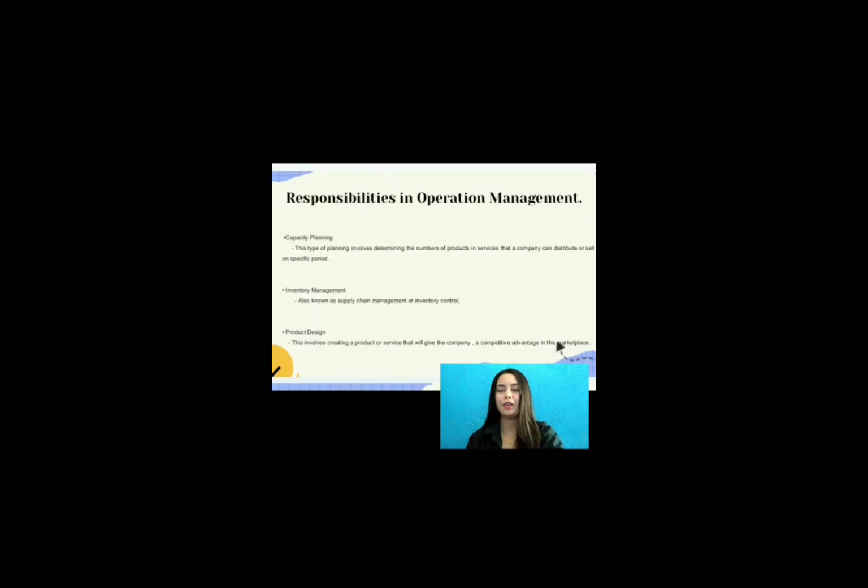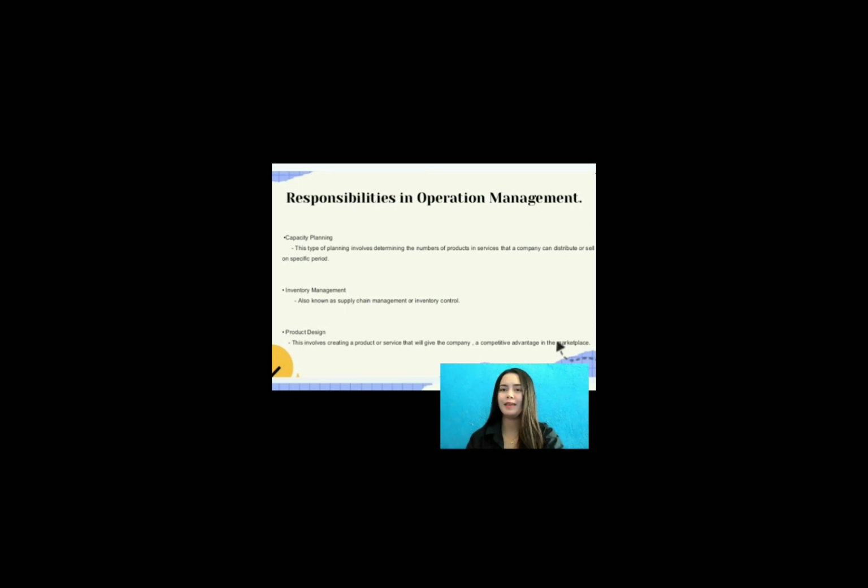So we have here the 6 responsibilities in operation management. The first is capacity planning. This type of planning involves determining the number of products and services that a company can distribute or sell in a specific period.